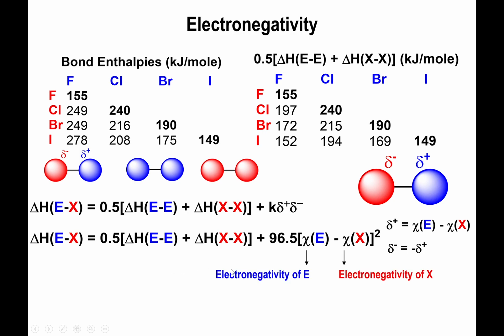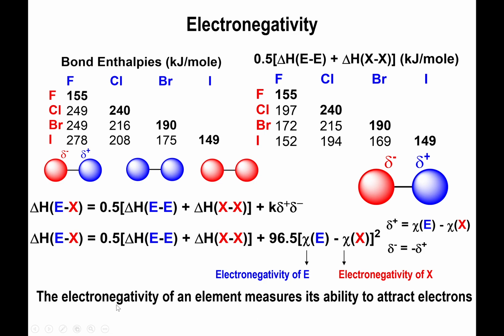But altogether, the chi symbol here represents the electronegativity of the element. And the element itself is shown here in parentheses. So this will be the electronegativity of element E. This will be the electronegativity of element X. It doesn't really matter which one you place first, because at the end of the story, you're going to be squaring it. And no matter if this ends up being negative or positive, once you square it, you end up with a positive value.